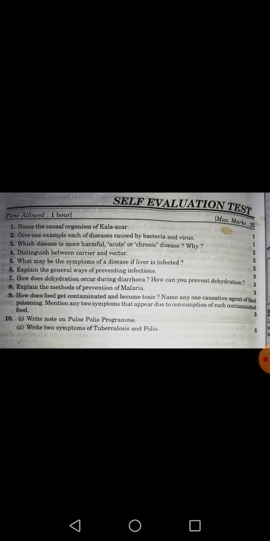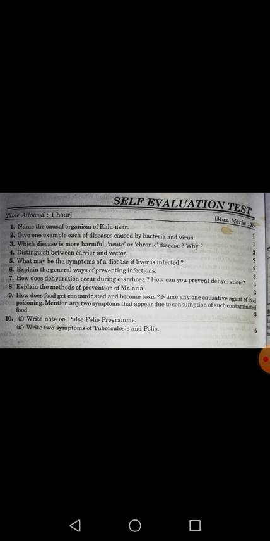Now the next question is: explain the general ways of preventing infections. Here I want to discuss a few of the general methods which we should use to prevent ourselves from infections. The pathogens may spread through three different ways: either the pathogens are airborne, or waterborne, or vector borne.